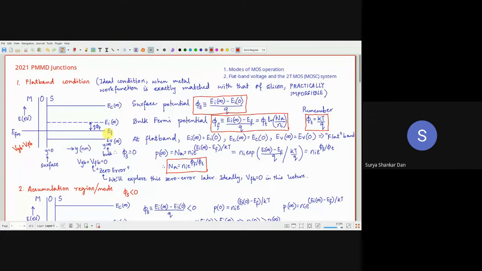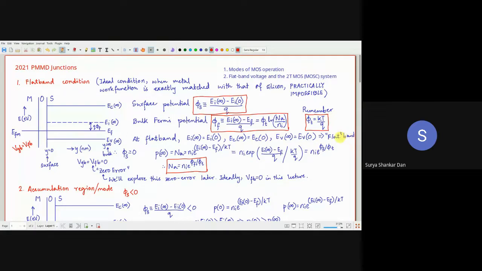Okay, first thing is that this is the energy axis, the Y-axis. If they are perfectly flat, as I said, Ei infinity is Ei zero. That means the energy levels in the bulk are the same as the energy levels on the surface. That is the meaning of being flat, and that is why it is called the flat band.